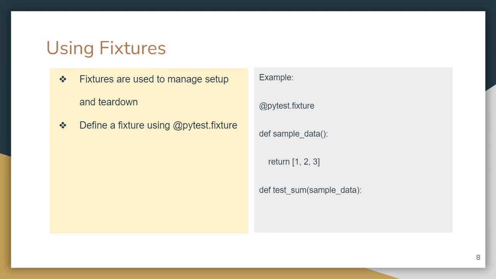Next there is another function, def test_sum, and this function takes the previous function sample_data as a parameter. After the colon, assert, that is, we are checking using assert, sum(sample_data) == 6, which indicates we are going to check whether the sum is equal to 6 or not.